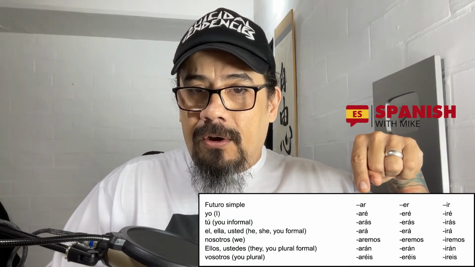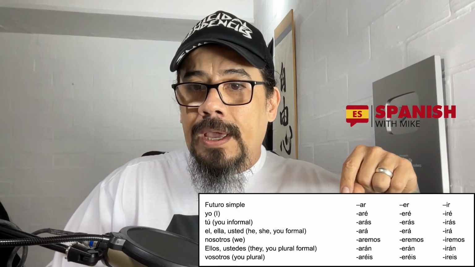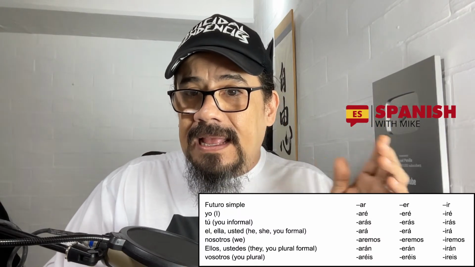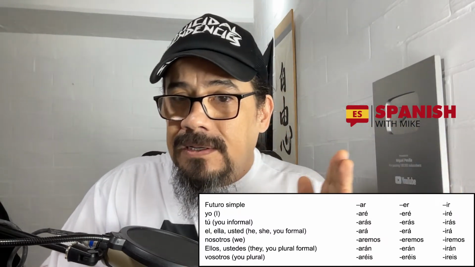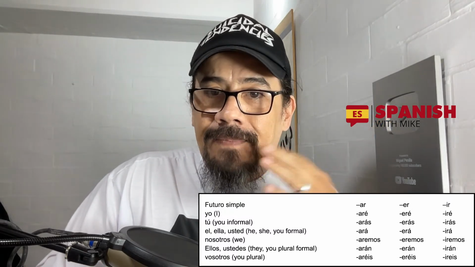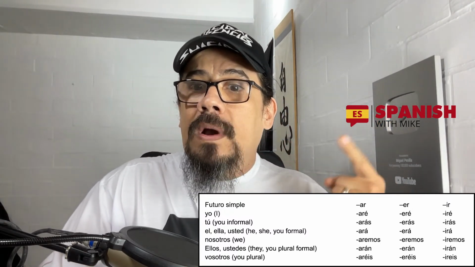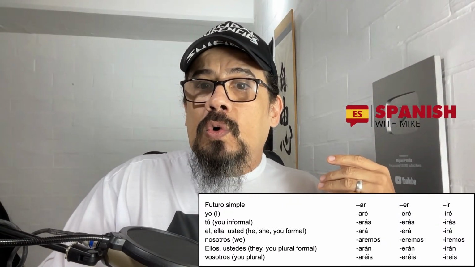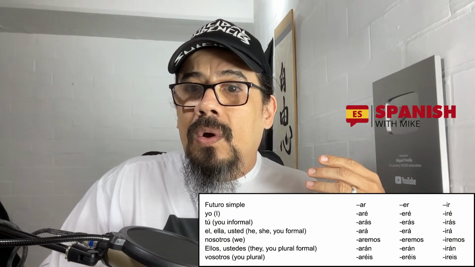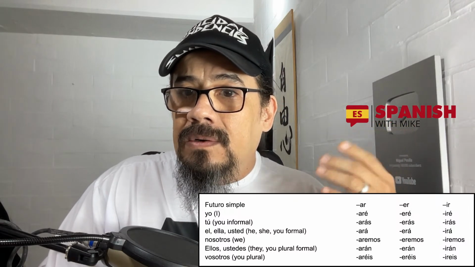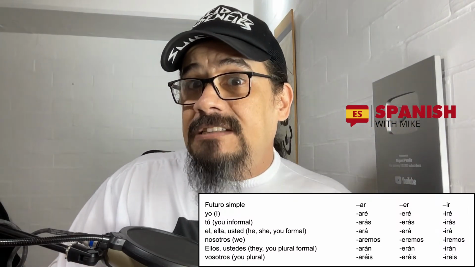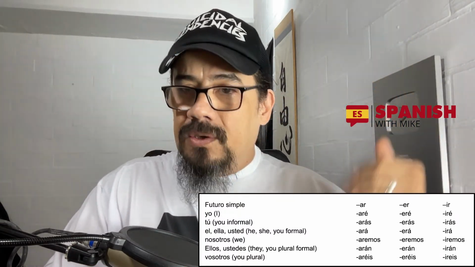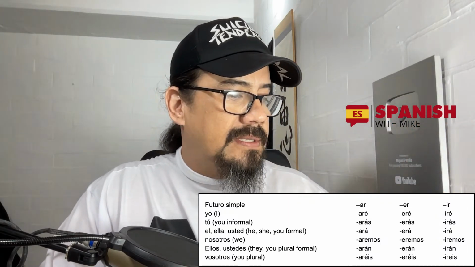we use this column here. So if the verb is jugar, I remove the R and leave the hook, and for yo, jugaré. Tú jugarás. Él jugará. Ella jugará. Usted jugará. Nosotros jugaremos. Ellos jugarán. Ustedes jugarán. And if we were in Spain, we use vosotros jugaréis. If the verb ends in er, we use the same, and if the verb ends in ir, we use that.